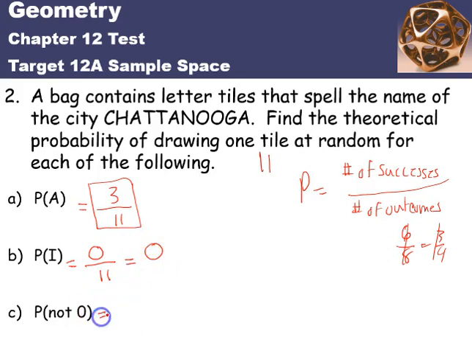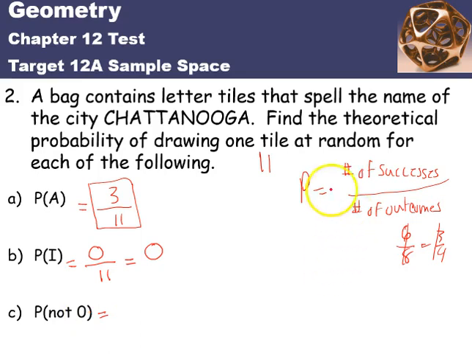Okay, and for this last one, it says a probability of not O. I think that looks like a 0. That's funny. I think I did type in a 0 there, but I meant it to be not O. Okay, so what's the probability of me drawing a letter that is not an O?